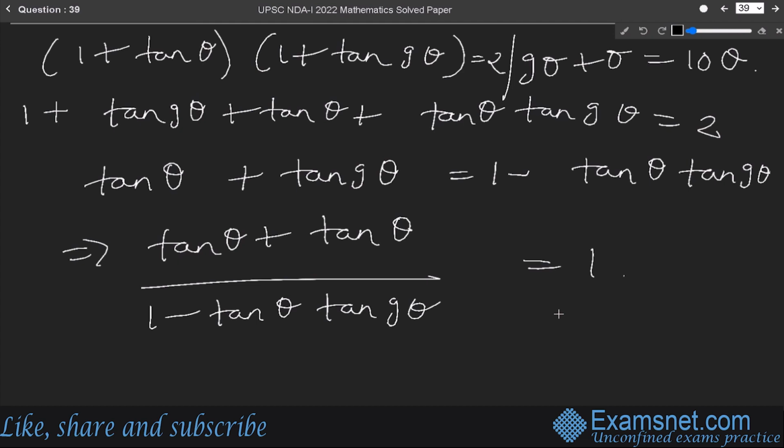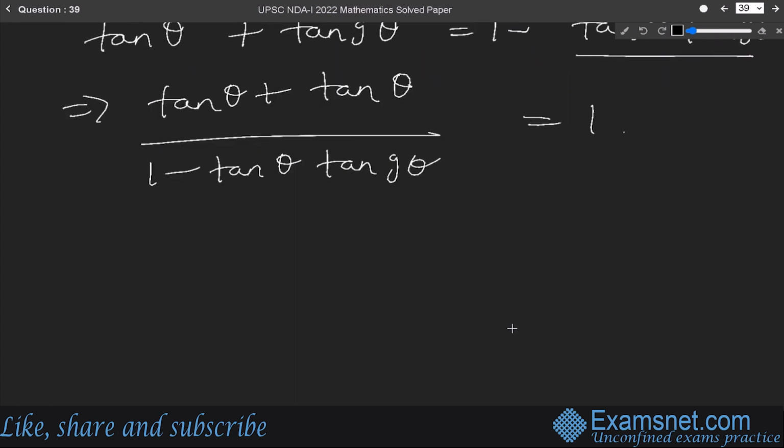We can see that a formula will be formed, so we will take this term in the denominator. Now we have the formula of tan(a + b). Can you tell me what is the formula of tan(a + b)? tan(a + b) is equal to (tan a + tan b)/(1 - tan a tan b). So we will just apply the formula here. a is θ and b is 9θ. So tan(θ + 9θ) is equal to 1.